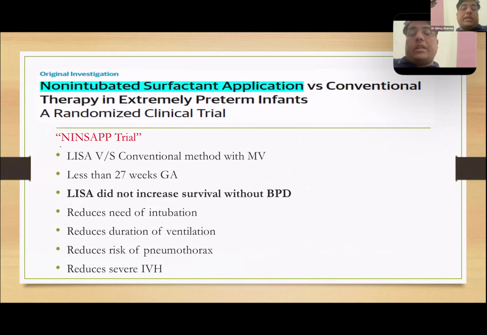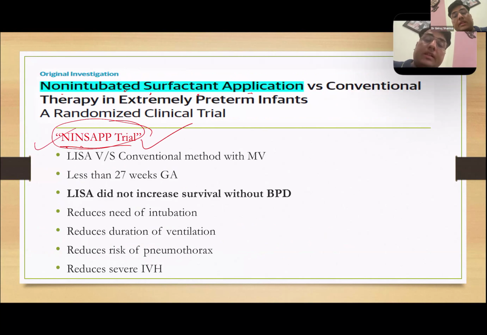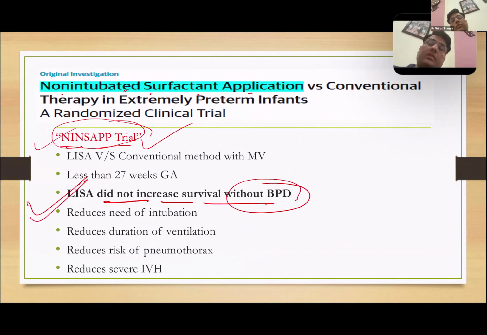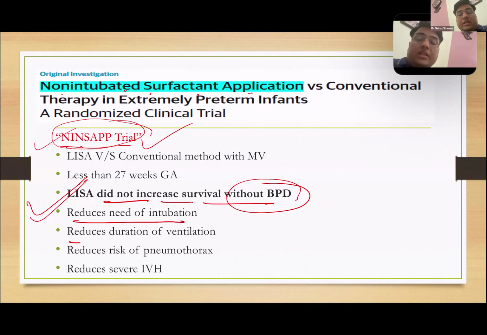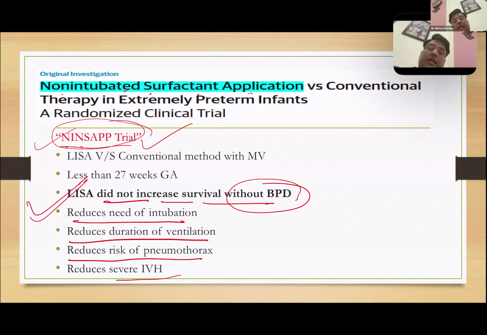Next is the NINSAPP trial. The NINSAPP trial is the non-intubated surfactant application trial. This NINSAPP trial is slightly different. They found the result was different from the other trials. They found that it did not increase survival without BPD. So in this, they found no effect on BPD, but it reduces the need for intubation, reduces the duration of ventilation, and reduces the risk of pneumothorax and IVH.